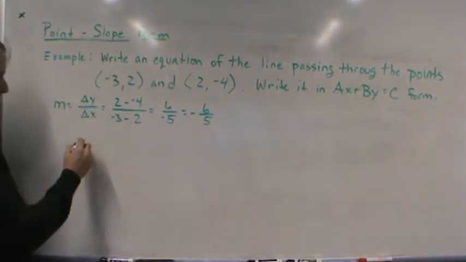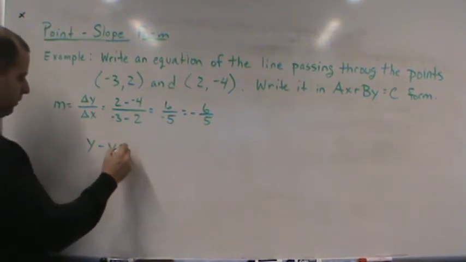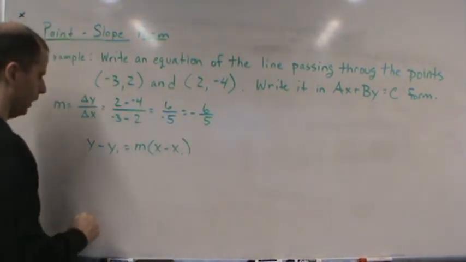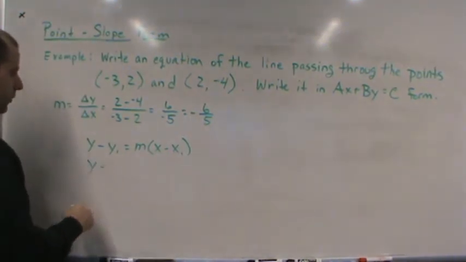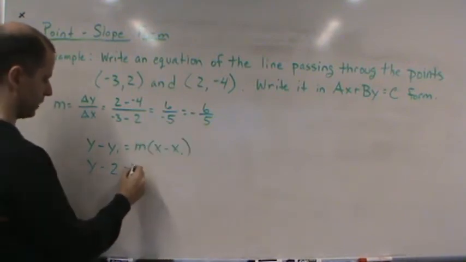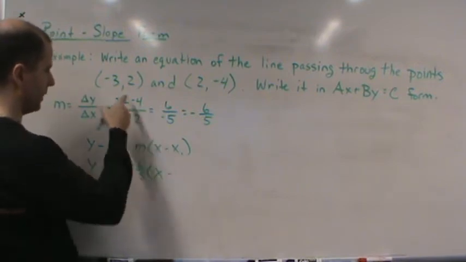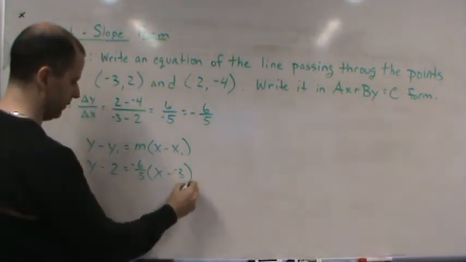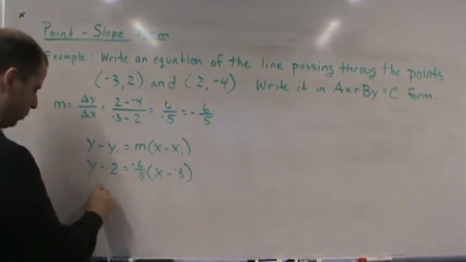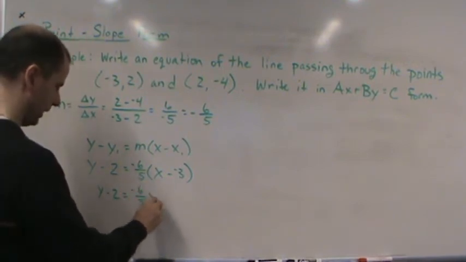So now I'm going to use the point-slope form. So I'm going to use y minus y1 equals m times x minus x1. And so now I'm going to plug in my points. So y1 is 2, m is negative 6/5, and x1 in this case is negative 3. And so now I'm going to simplify. This time I'm going to distribute first. So I'm going to do y minus 2 equals negative 6/5 x.